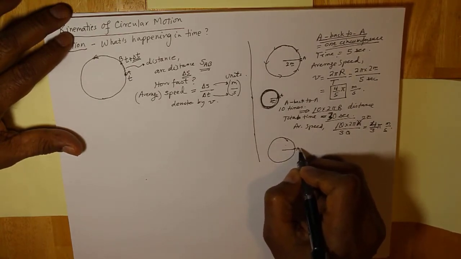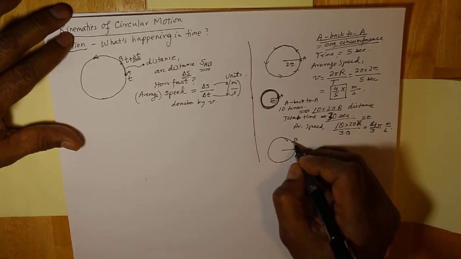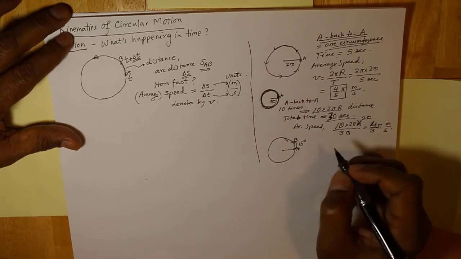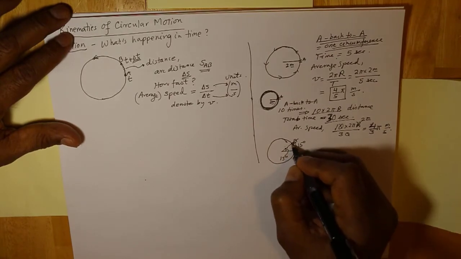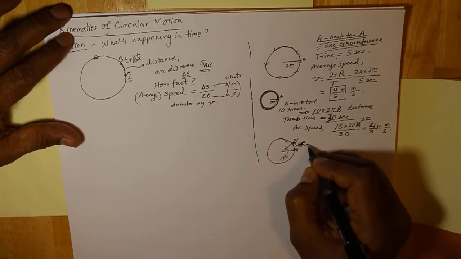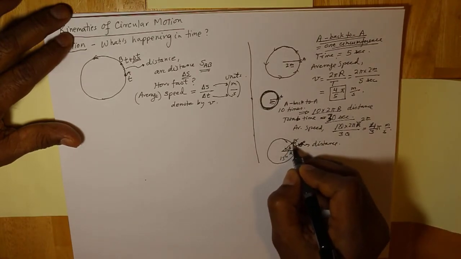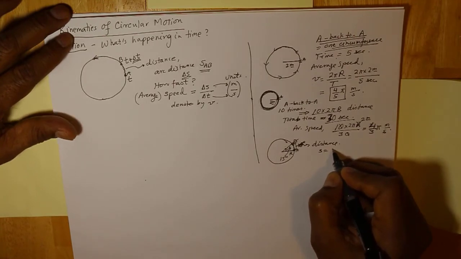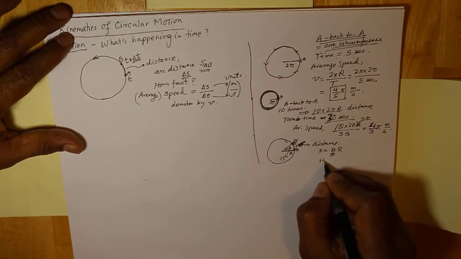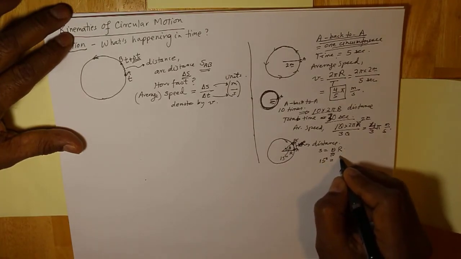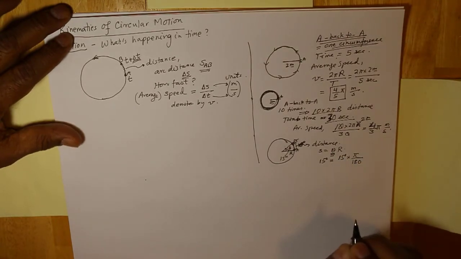Suppose I go from A to B, which is only 15 degrees. So I've gone only 15 degrees, and I need to figure out the distance, how much distance I went. Well, if this is r and this is theta, then the distance is theta times r. But this has to be done in radians. So 15 degrees in radians will be 15 degrees times pi over 180.